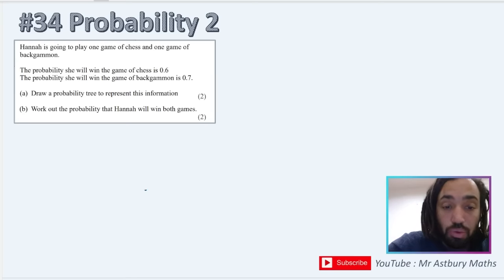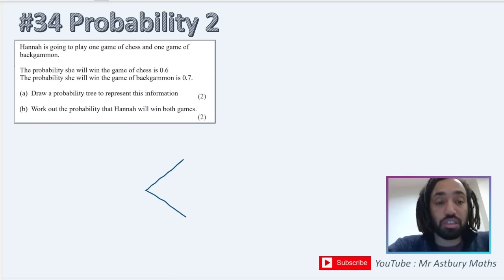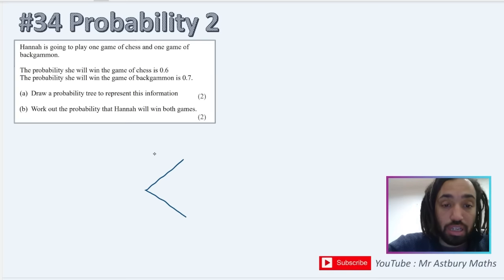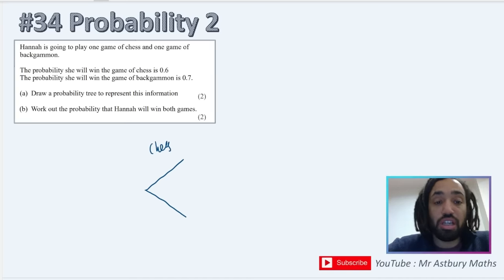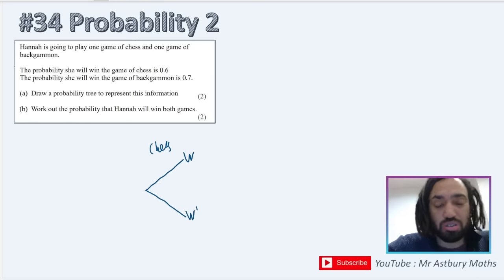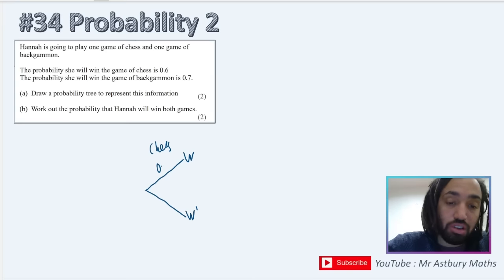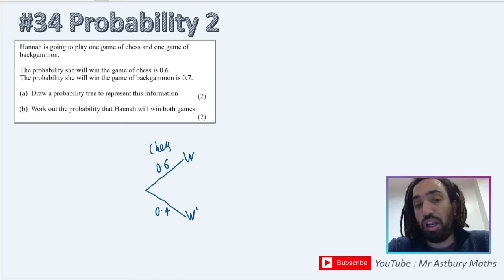Okay, so we draw a set of two branches here. And the first one is chess, and there's only two outcomes here. Well, she either wins or she doesn't win. I'm not going to put loss because she could draw, so I'm going to put win dash, which means she doesn't win. And the chance of her winning is 0.6, and the chance of her not winning is 0.4, because they have to add up to 1.